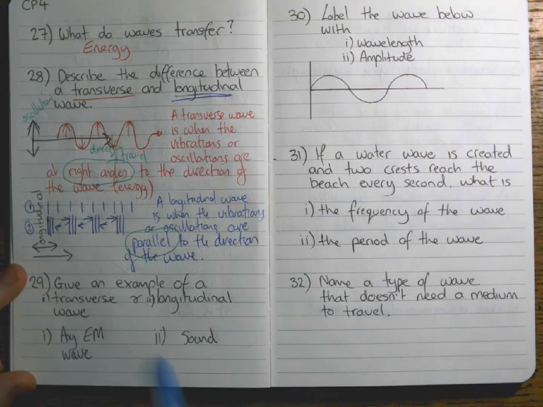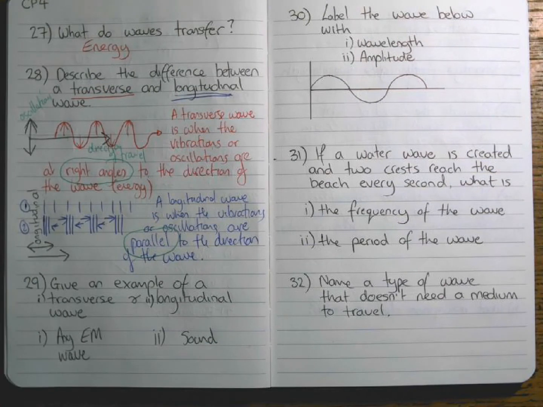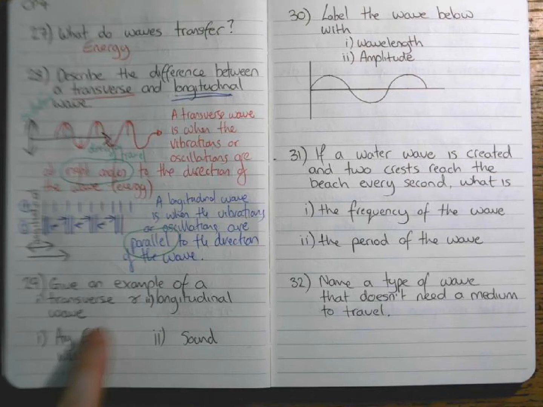So stay away from water waves as examples, because there are some very easy examples, and it's a little bit unclear what the mark scheme would be like if you said a water wave. Yeah, we're still not sure what the board would say about that. So I would stick to electromagnetic waves.